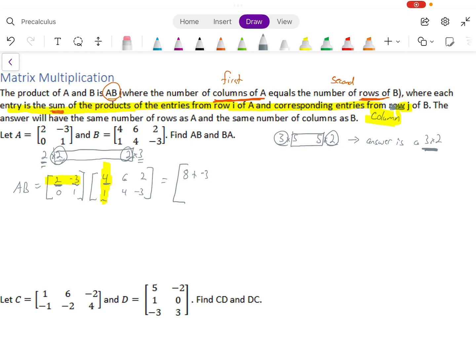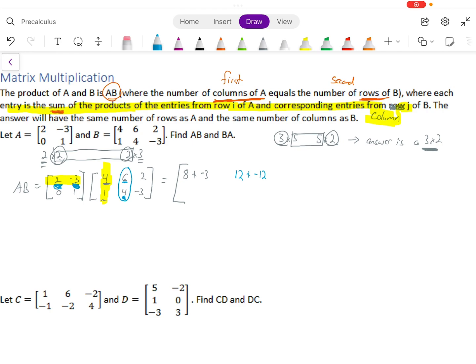Now we're going to move to the first row with our second column. It's going to be kind of messy looking at the end. But first row with second column. So this is going to be 2 times 6. 2 times 6 is 12, plus negative 3 times 4, which is negative 12.